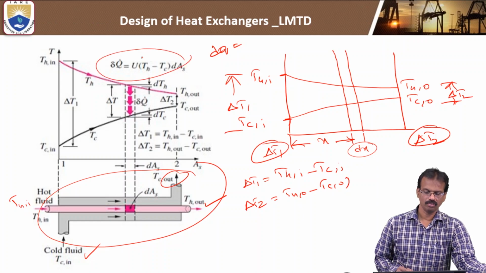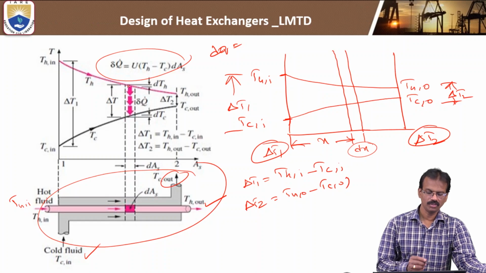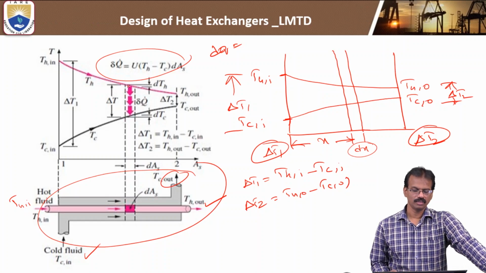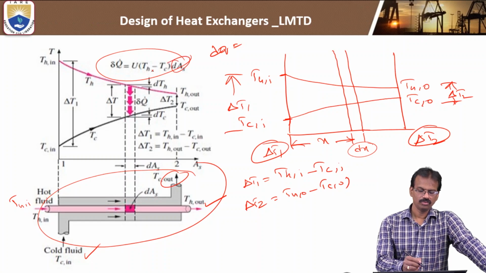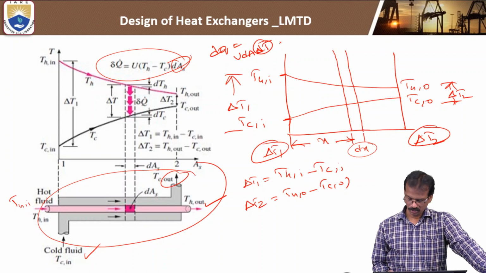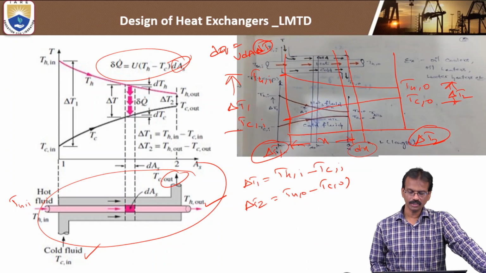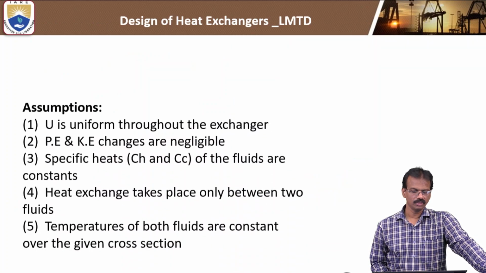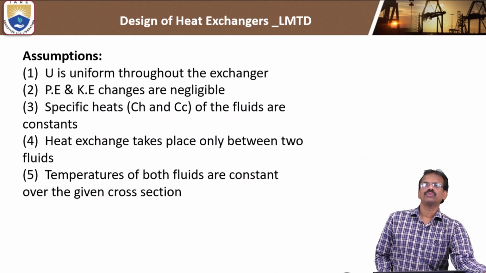First of all, we have to find the heat transfer for the small elemental area, that is dq is equal to U dA dT. This dT is nothing but Th minus Tc. You will see the derivation here for this small elemental area.